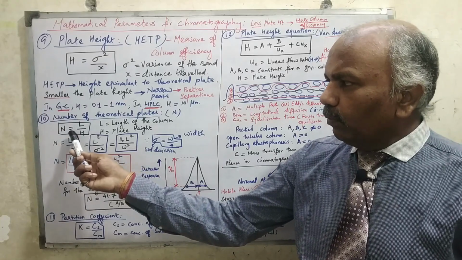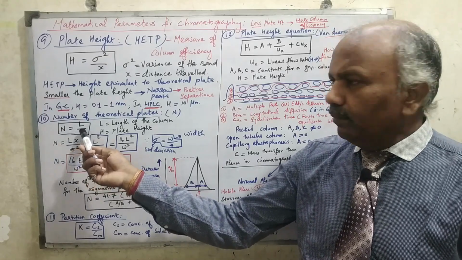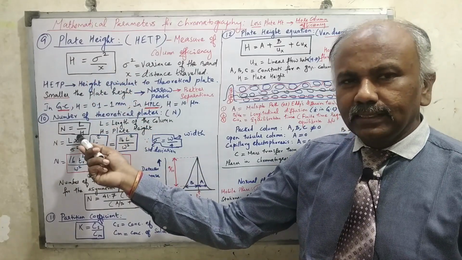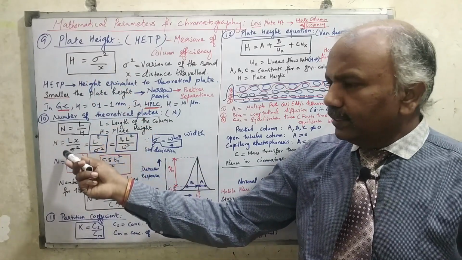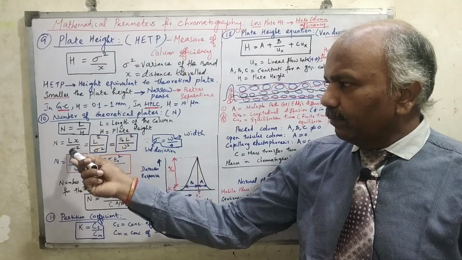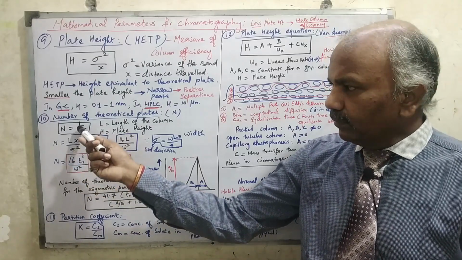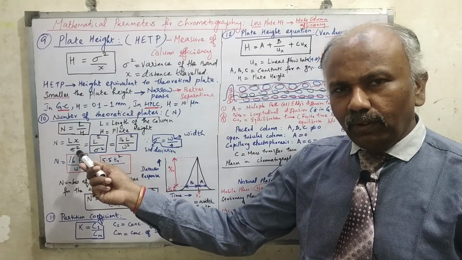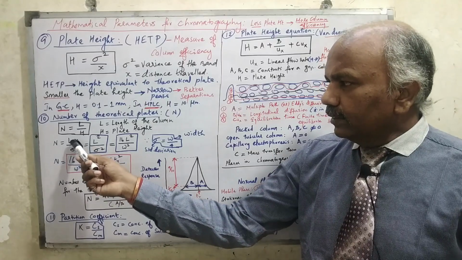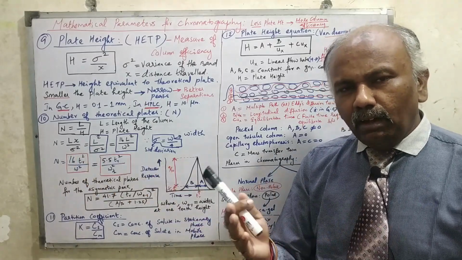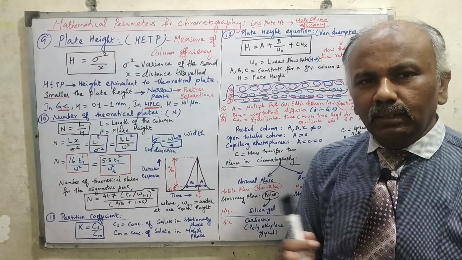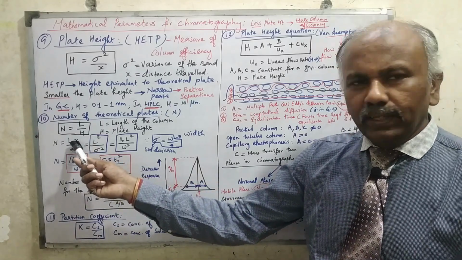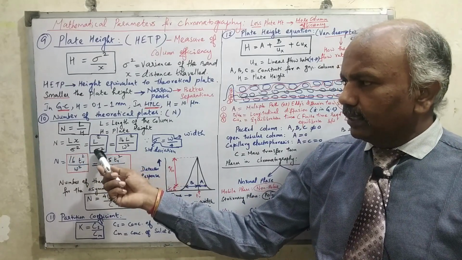So in other words, already we know H is equal to sigma square by X. So use the same formula here. Therefore, N is equal to L into X divided by sigma square, because it will come as 1 by H. So L into X divided by sigma square is the formula. And L and X, both of them are the same. Length of the column and X, which is the distance traveled by the solute in the column, both of them are the same. So instead of L into X, we can say L square divided by sigma square.